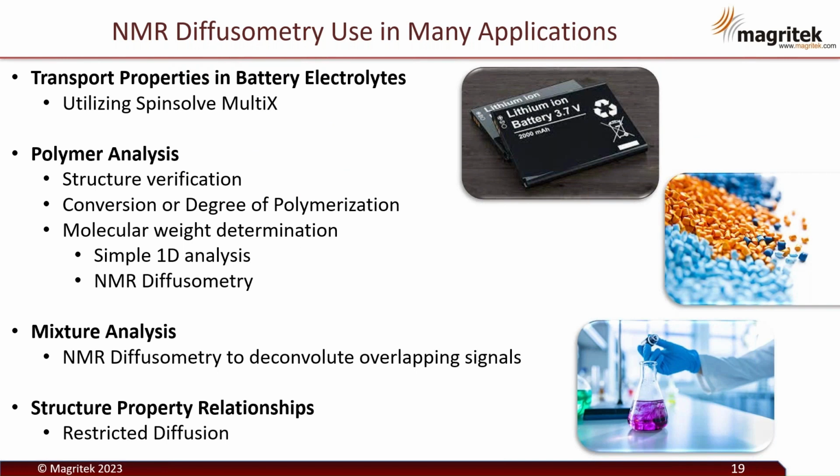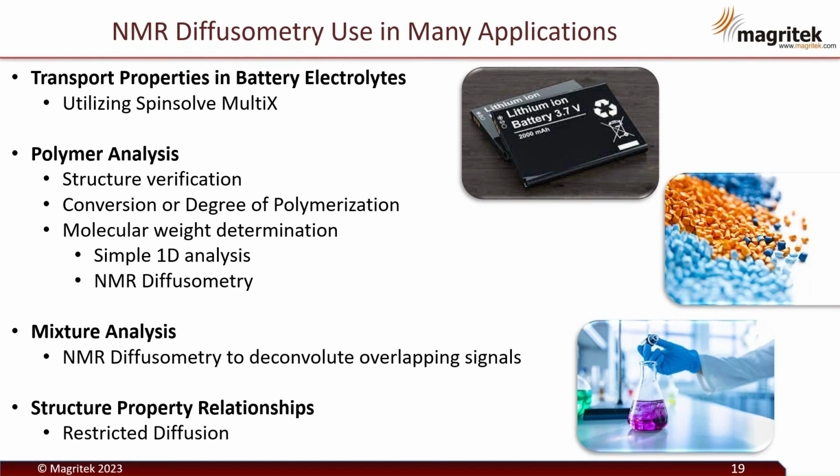So what we're going to show next is the use of diffusometry through many different applications. Here again are the applications that were selected to talk about during this talk. We're going to talk about transport properties in battery electrolytes. We're going to go through some polymer analysis and how NMR is a very powerful tool for that particular purpose. We'll then go into some mixture analysis and how we're using diffusometry to basically deconvolute overlapping signals. And then lastly we're going to get into some structure property relationships and how those are determined through restricted diffusion analysis.